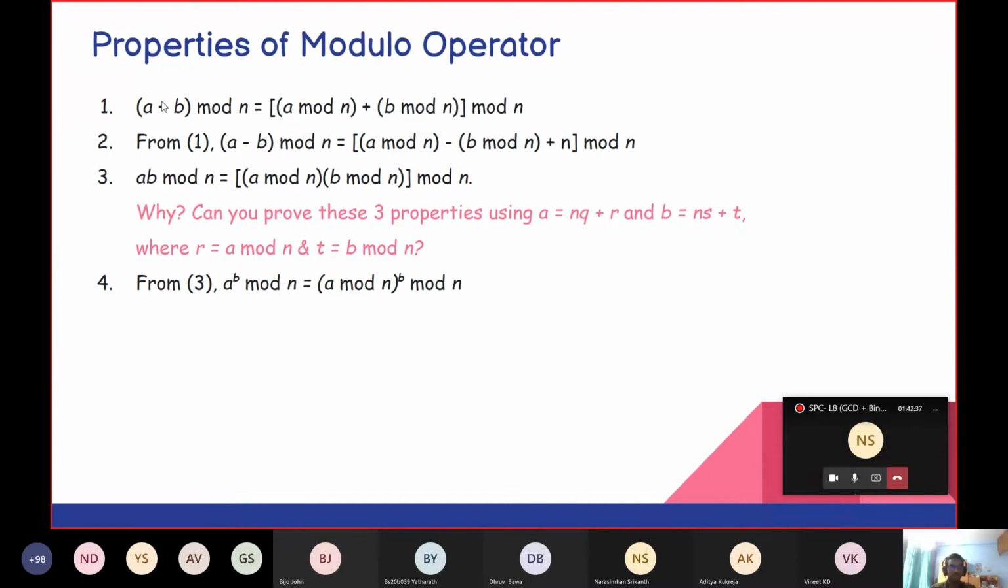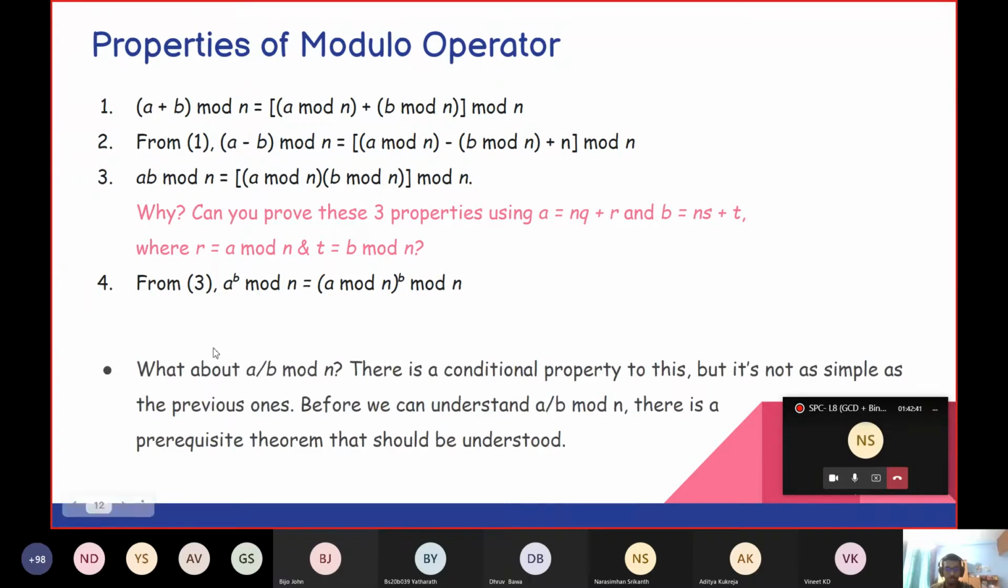Now we did addition, subtraction, multiplication. Is there anything for division? Suppose I have 6 and 3 and I want to find 6 by 3 mod 2. And you can say, okay, 6 by 3 mod 2 means you can just divide and then directly find. No, but there's a reason why we want this: given a and b, I want to find a by b mod n without doing the division.